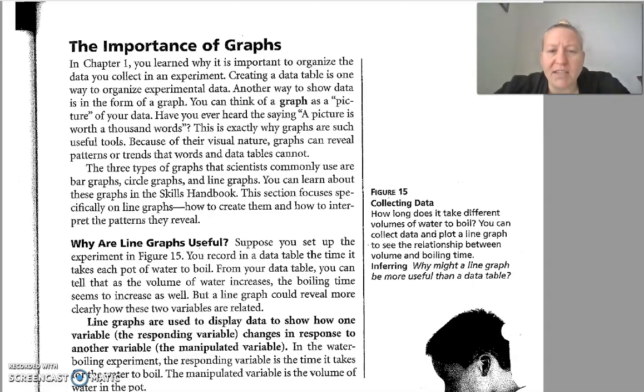Have you ever heard the saying, "a picture is worth 1,000 words"? This is exactly why graphs are such a useful tool. Because of the visual nature, graphs can reveal patterns or trends that words and data tables cannot. The three types of graphs that scientists commonly use are bar graphs, circle graphs, and line graphs. You can learn about these graphs in the Skills Handbook. This section focuses specifically on line graphs, how to create them, and how to interpret the patterns they reveal.